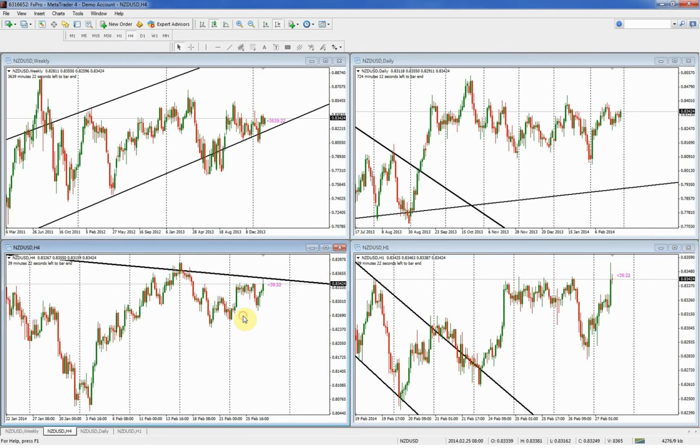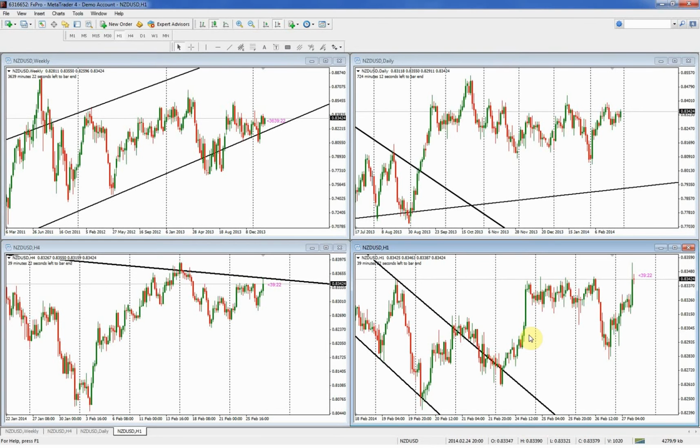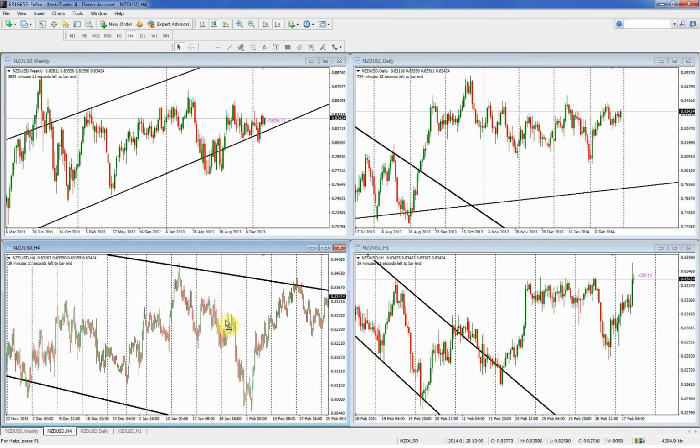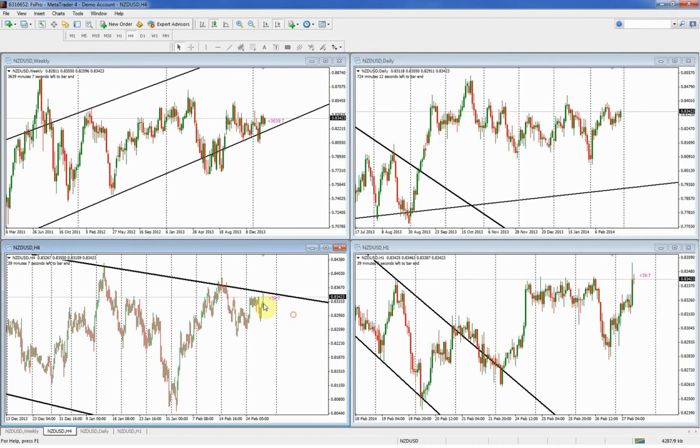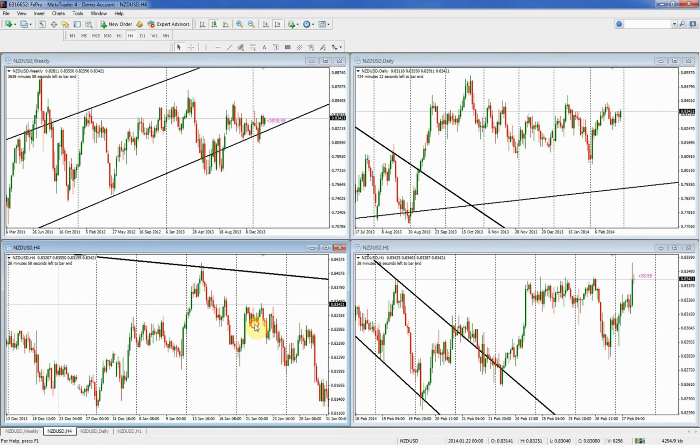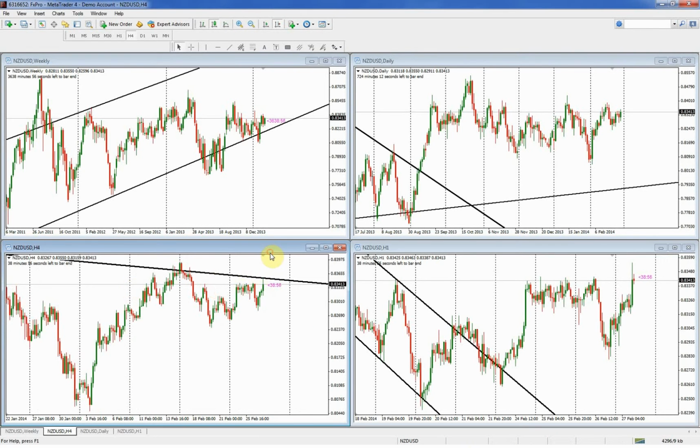The New Zealand dollar is at a pivotal level at the moment. We had a push back up into that 4-hour channel resistance line. It's been tested several times. So this time we need to see a complete clearance above 83.60 to confirm potential for it to move higher towards 8400.